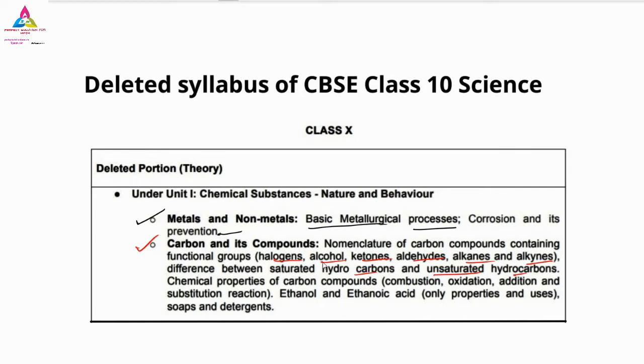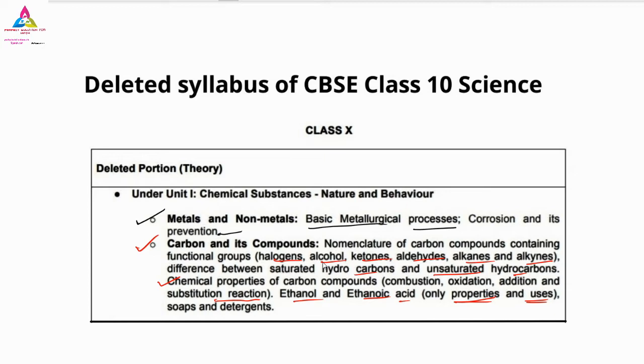And next one they have removed is the chemical properties of carbon compounds, that is combustion, oxidation, addition and substitution reactions. Next is ethanol and ethanoic acid. Only properties and uses they have removed, and other than that you have everything.